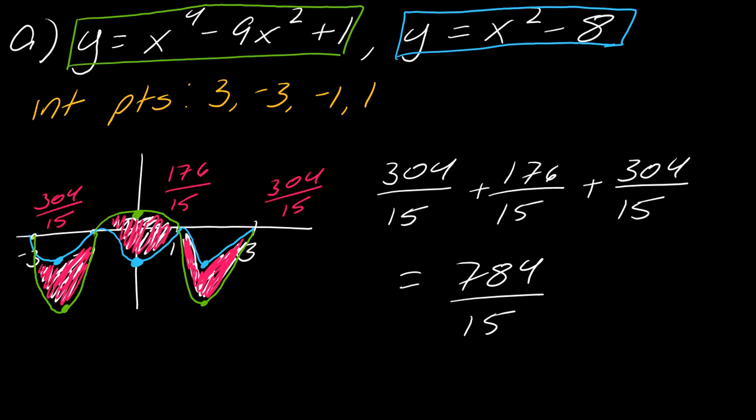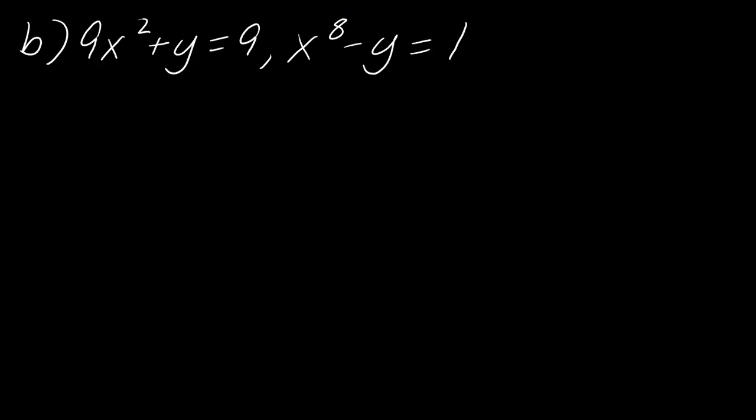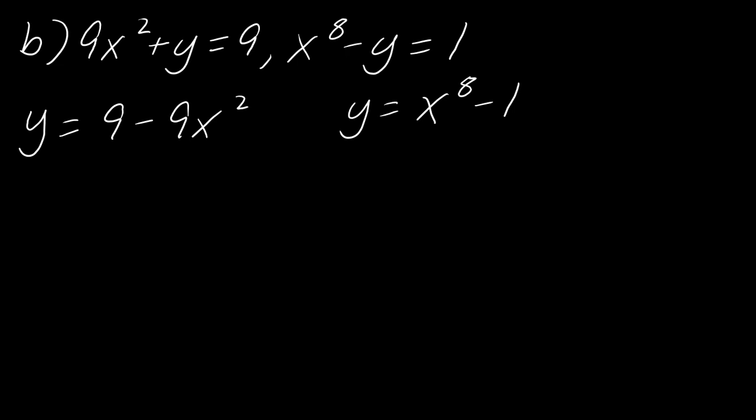So now let's talk about something where we have to be a little more creative, all right? So now I've got 9x squared plus y equals 9 and x to the 8th minus y equals 1. Okay, so let's talk about how you'd probably approach this at first. First things first, I'd probably go ahead and solve for y, right? And then I would set the two equations equal to one another.